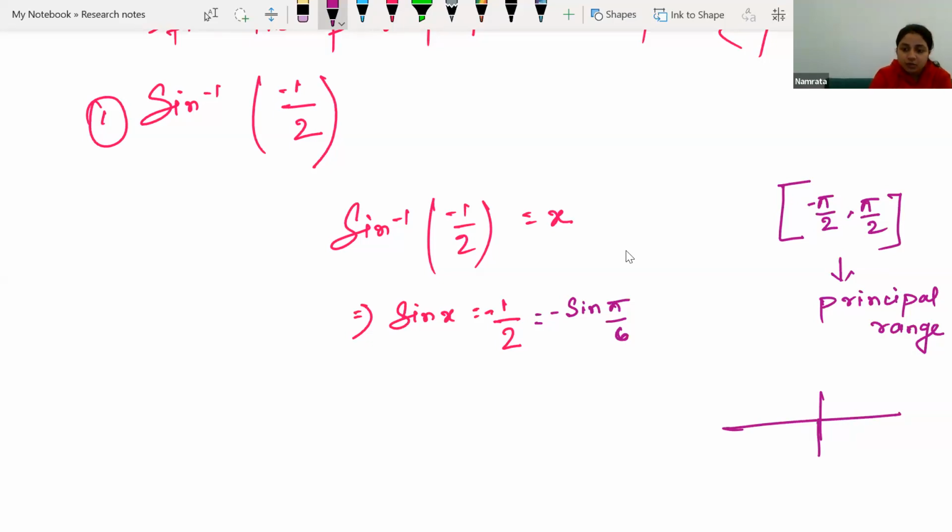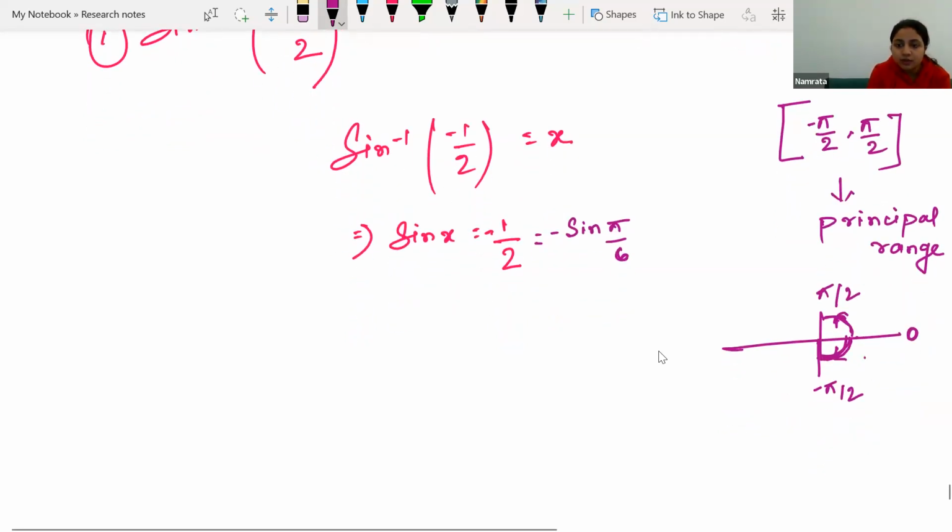Where is minus pi by 2? This is 0. If we go in this direction, here we will have minus pi by 2. And if we go in this direction from 0, it will be pi by 2. Whenever we move clockwise from 0, we get minus pi by 2, and anticlockwise we get pi by 2. So in this range only we have to find the angle. Now here, fourth quadrant, first quadrant.